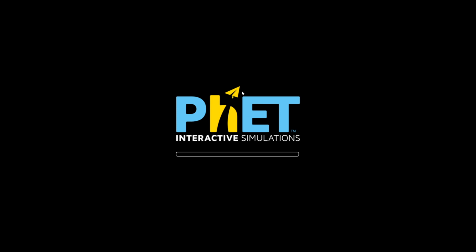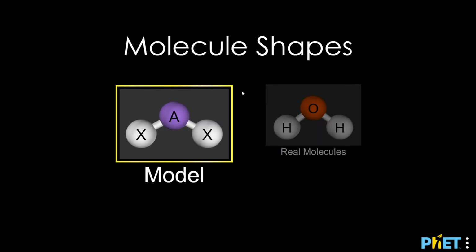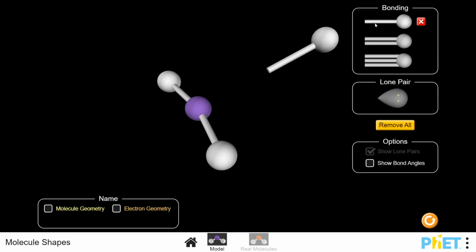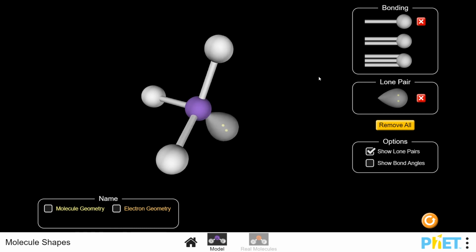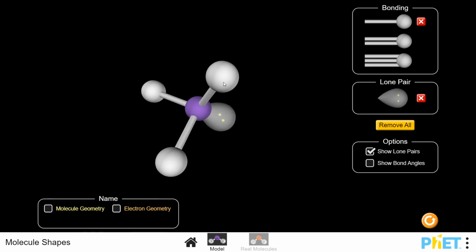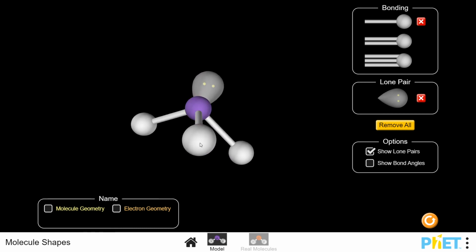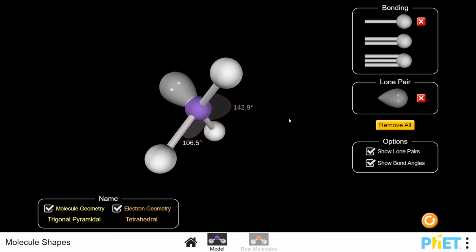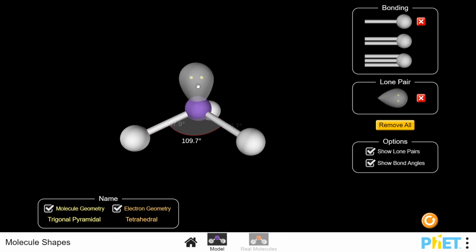This simulator generates 3D models of chemical molecules. A student can build their own molecule, rotate it, study its geometry, and have quite a bit of fun.